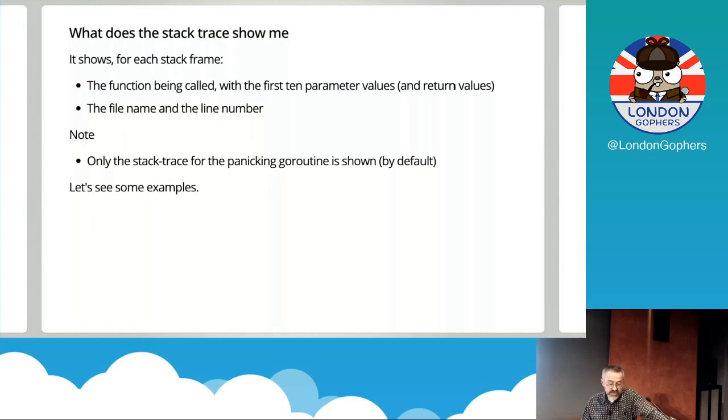So the stack trace shows you, for each stack frame, the function being called with the first 10 parameter values and return values, file name and the line number, and you only see the stack trace for the panicking goroutine, which I've said before. Just worth noting that the parameter values shown are the first 10 words on the stack rather than the actual first 10 parameters as such, because some values take more than one word.